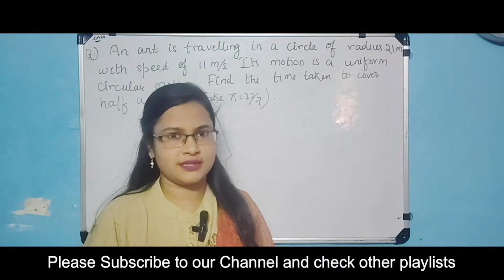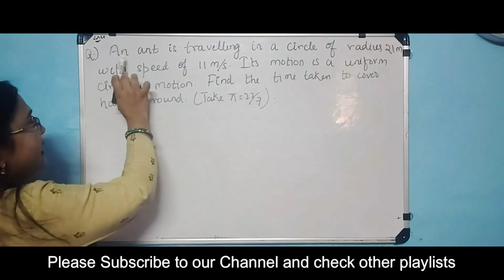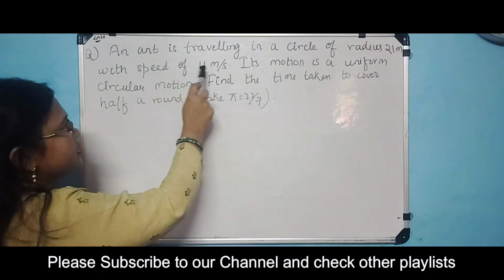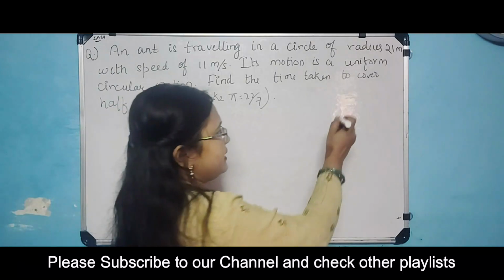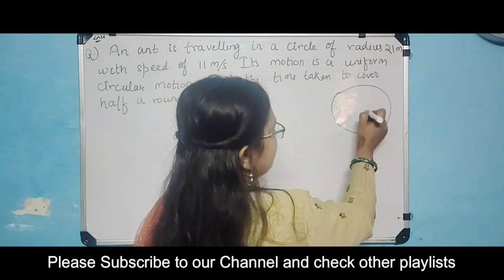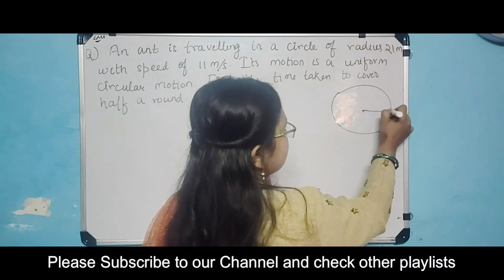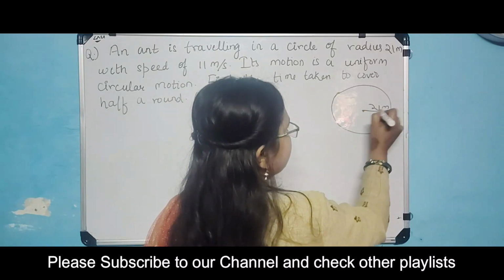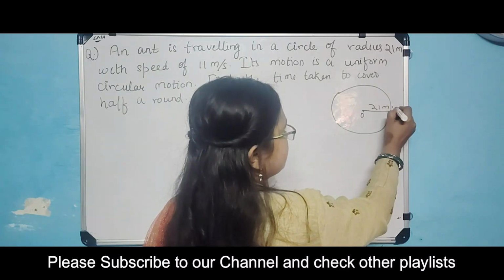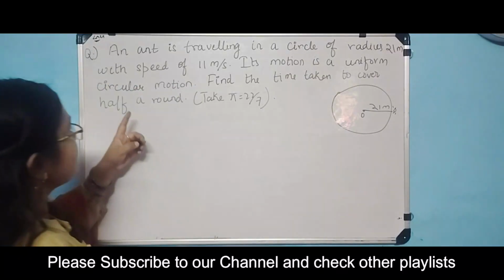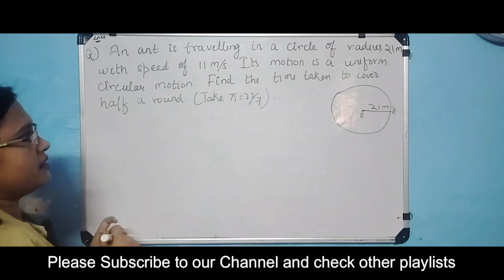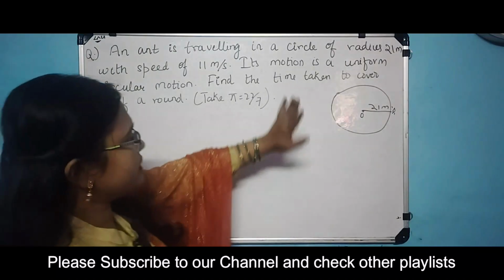The next question goes like this. An ant is traveling in a circle of radius 21 meter with a speed of 11 meter per second. It means an ant is moving in a circle of radius 21 meter. That is the radius, the center is O and the ant is here, with a speed of 11 meter per second. Its motion is a uniform circular motion.